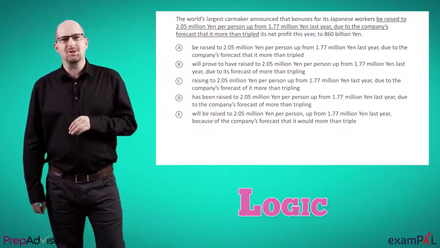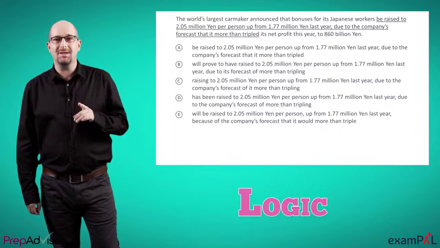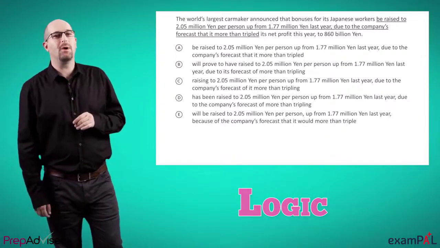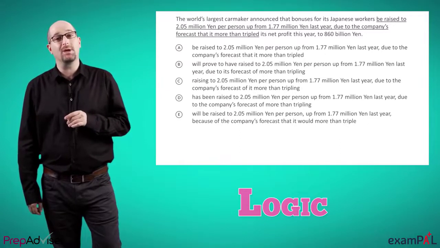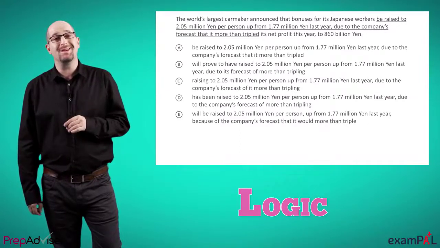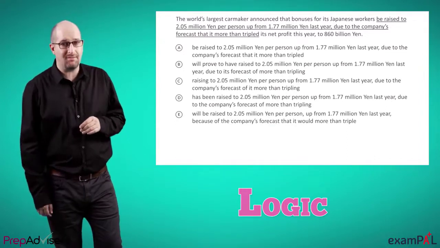The world's largest car maker announced that bonuses for its Japanese workers be raised to 2.05 million yen per person, up from 1.77 million yen last year, due to the company's forecast that it more than tripled its net profits this year to 860 billion yen.